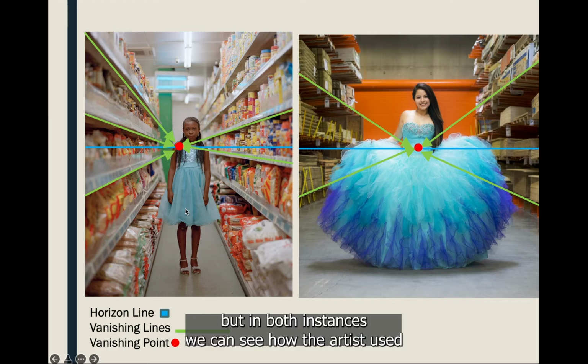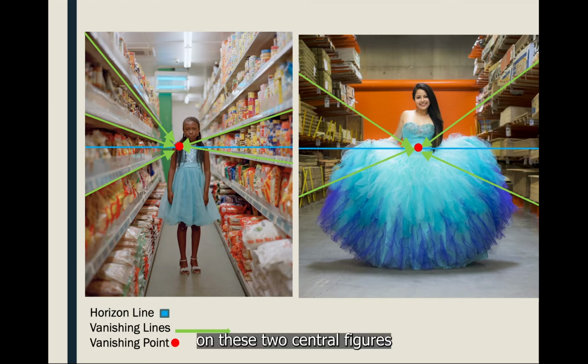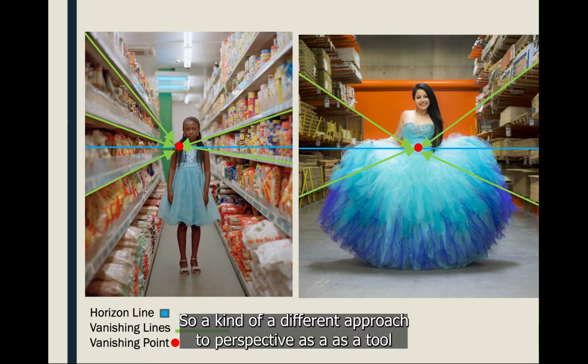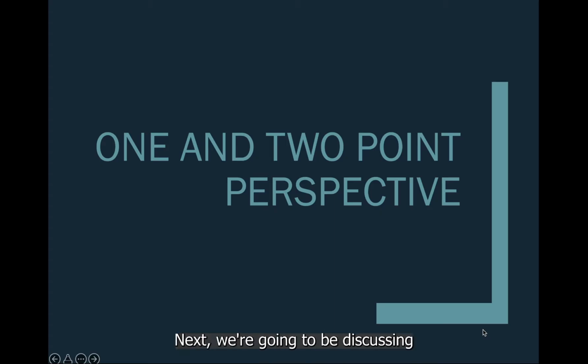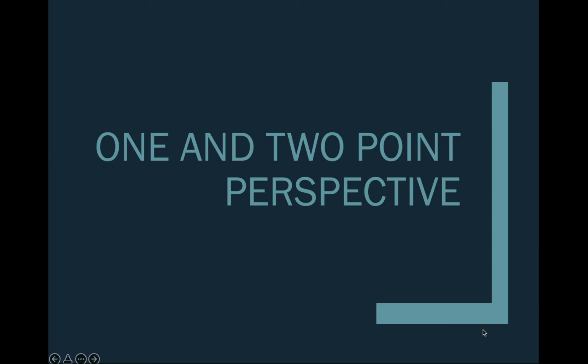But in both instances, we can see how the artist used one point perspective as a framing element to help kind of center focus on these two central figures and create kind of like a narrative of importance on these people. So kind of a different approach to perspective as a tool for photography. Next, we're going to be discussing 1 and 2 point perspective in a little bit more in-depth terms.